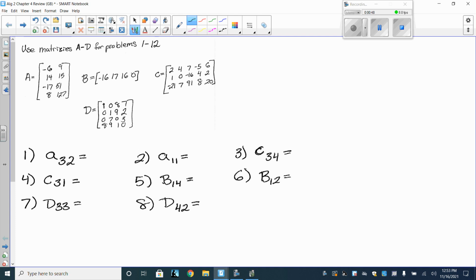Seven. So D33. Well, we know we're looking at matrix D, third row, third column, which would be? So that would be C31. Matrix C, third row, first column would be? First column.